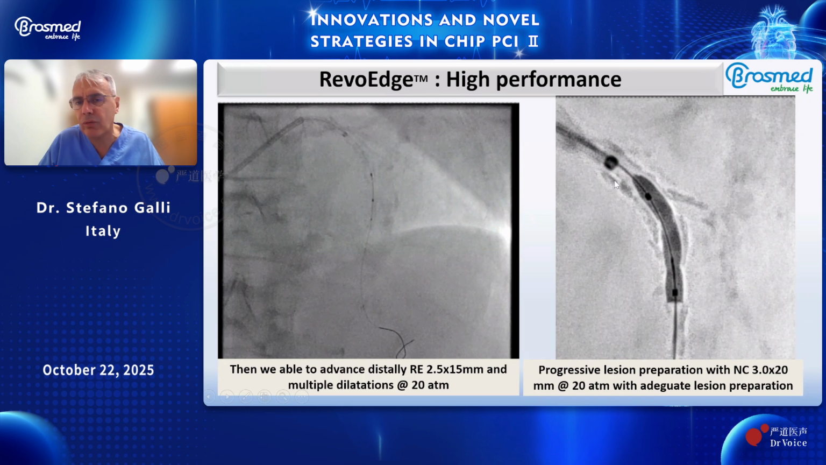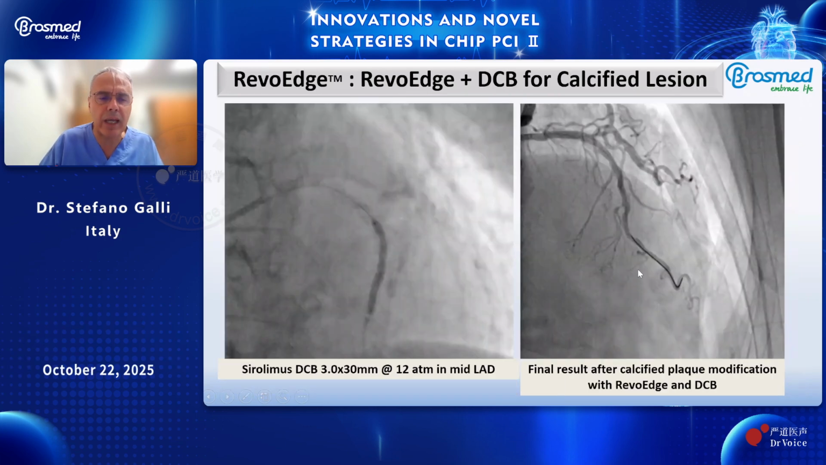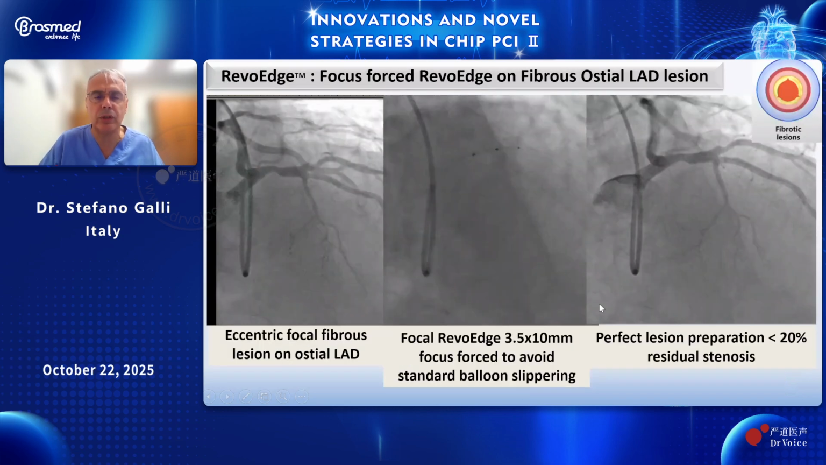You see very well the conformability to the calcium, and then after the Revo Edge, we use an NC balloon, and we finish the result in this situation after preparation with the NC balloon, with the drug-coating balloon, nothing left behind, and we don't put a stent in this situation.